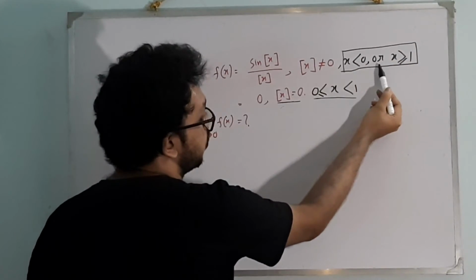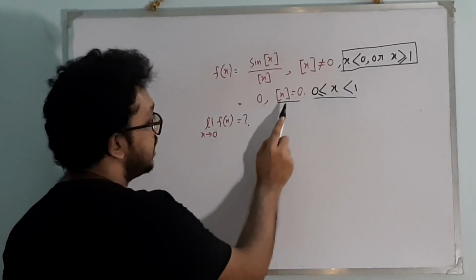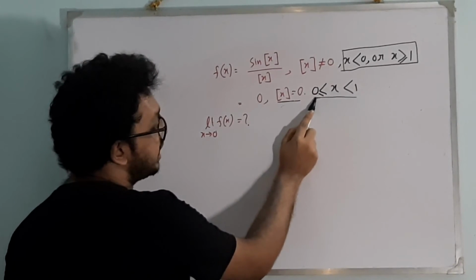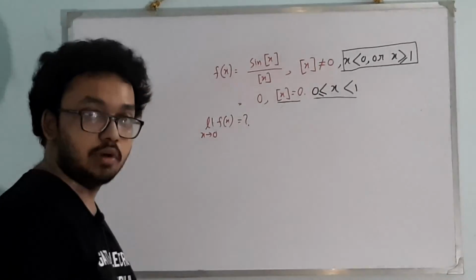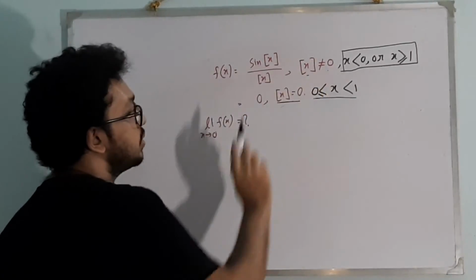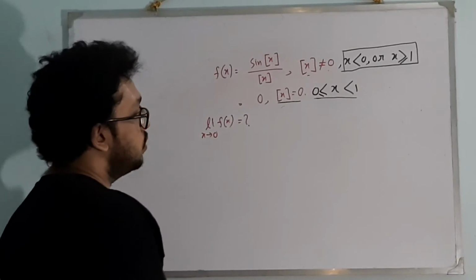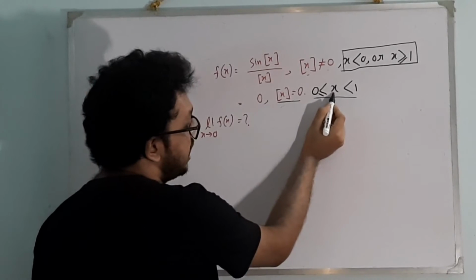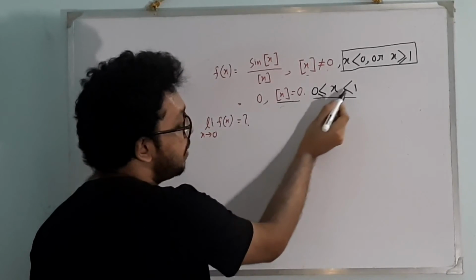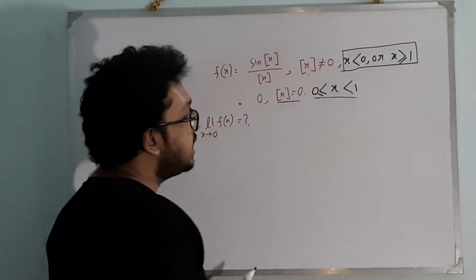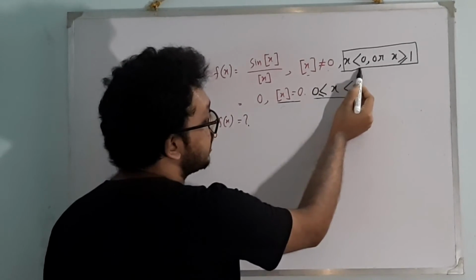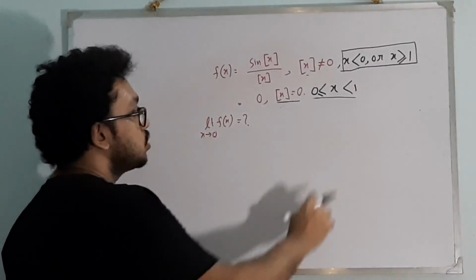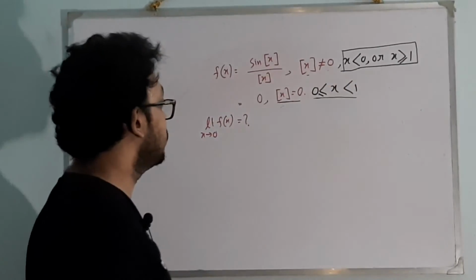If anyone wants to know how I got this, I said that the greatest integer function of x is 0 when x is varying in the interval greater than or equal to 0 and lesser than 1. So outside this interval the greatest integer function of x is not equal to 0. Now, what is the interval outside this interval? See here, x was greater than or equal to 0 but strictly lesser than 1. So outside this interval means when x is strictly lesser than 0 or x is greater than or equal to 1, right? So in this interval, the greatest integer function of x is not equal to 0.